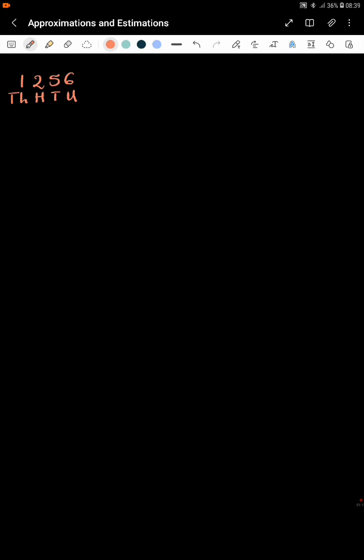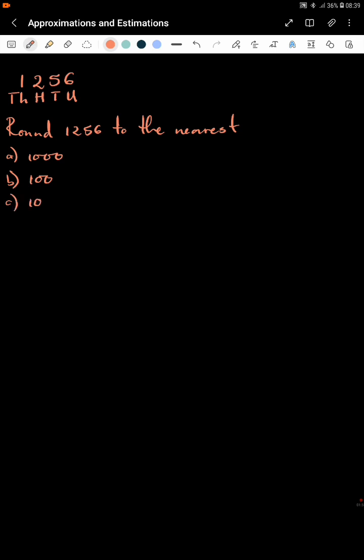So 1 is under thousands, 2 is under hundreds, 5 is under tens, and 6 is under units. So if the question says round 1256 to the nearest A, 1000, B, to the nearest 100, and C, to the nearest 10.